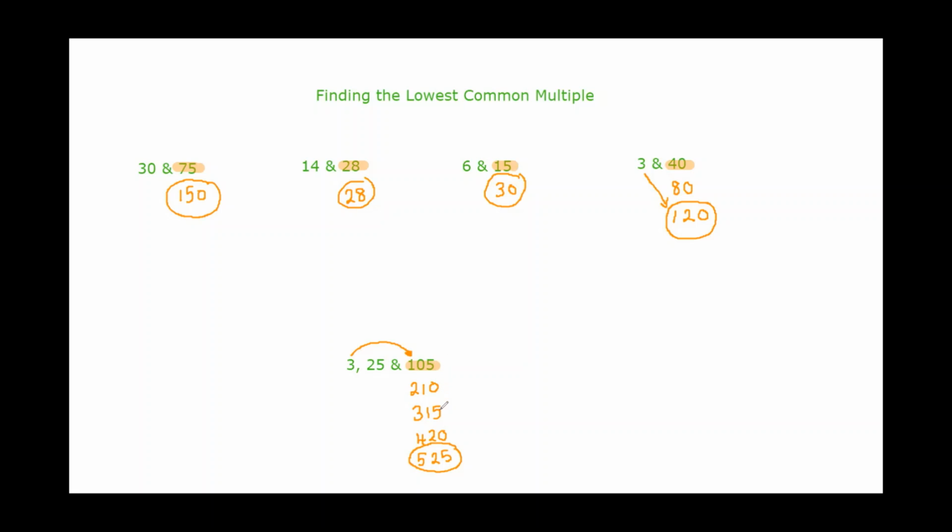So again, focusing on the larger times table and looking at the relationship between the larger number and all of the other numbers will help you find your lowest common multiple.